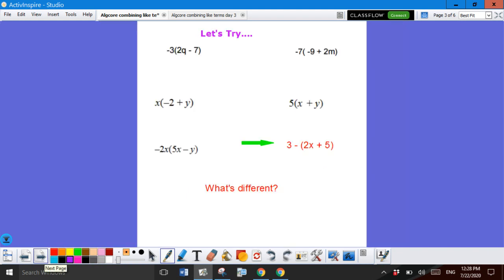Okay, so go ahead and do some distribution here. And let's see what you get. All right, negative 3 times 2, negative 6q. Negative 3 times negative 7 is a positive 21. That one is finished. Negative 7 times 9 is 63. And negative 7 times 2 is a negative 14m. That one is not done. This one is in the wrong order. So this is actually negative 14m plus 63. That is a positive 63, okay? So we need to flip that one and write it in order.